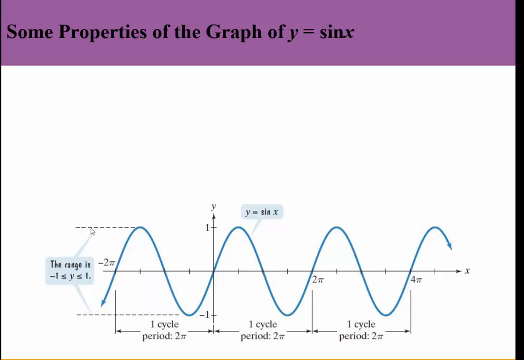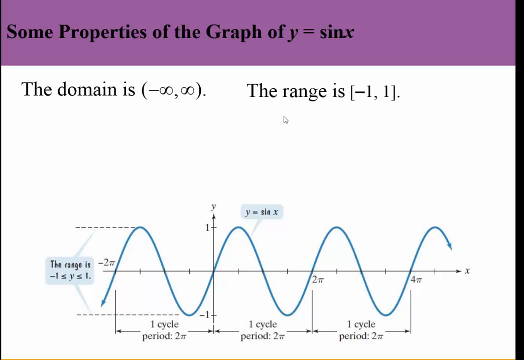Notice the range is y values are always between -1 and 1 on the sine graph as well here. The domain is going to be -infinity to infinity. Range is -1 to 1, and it can be written as the closed interval from -1 to 1 in interval notation, so be aware of that. Period is 2 pi. We said that earlier in the graph.